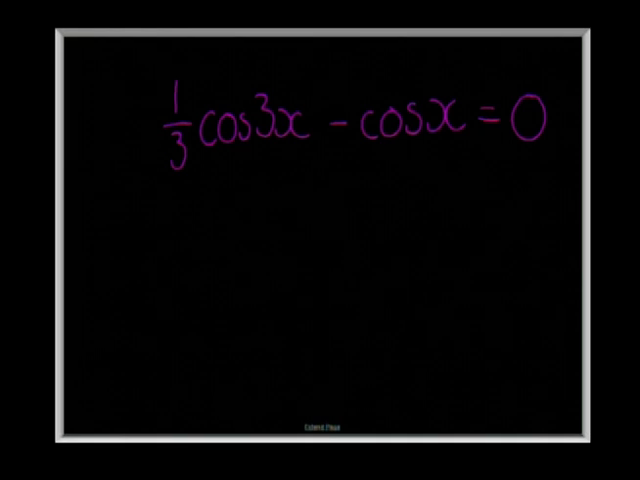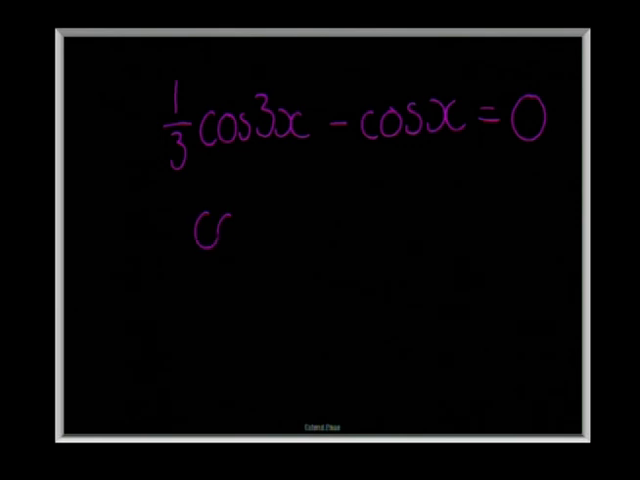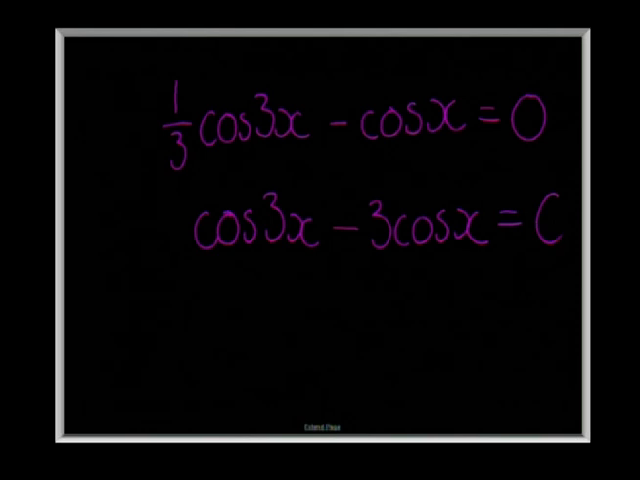So the way we're going to get rid of it is we're going to multiply the whole equation through by 3. This means that we multiply every single term in the equation, including the 0. Let's do it. So 3 times a third cos 3x gives us an answer of cos 3x. Minus cos x times 3 is going to be minus 3 cos x, and 0 times 3 gives us 0.